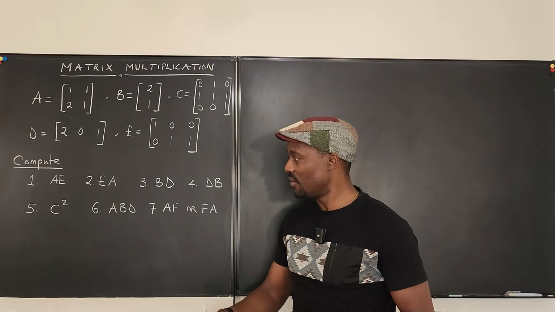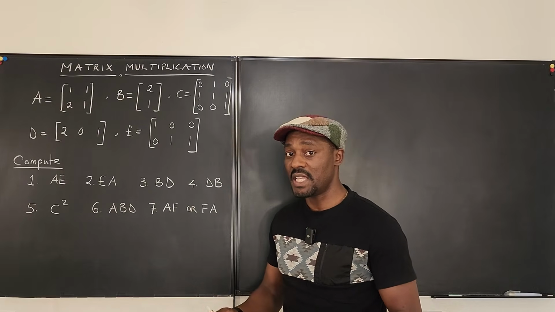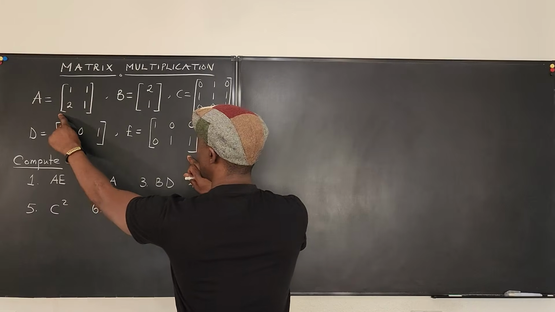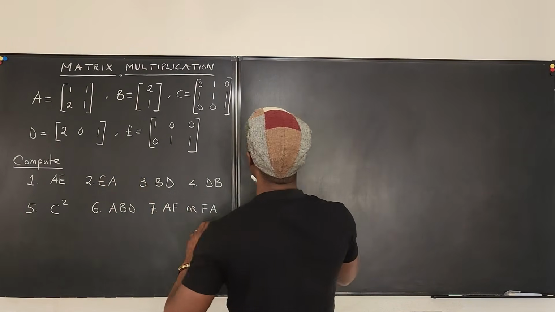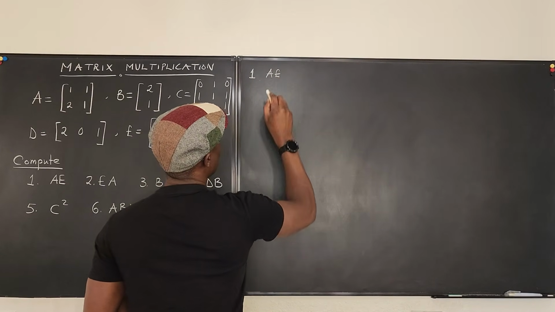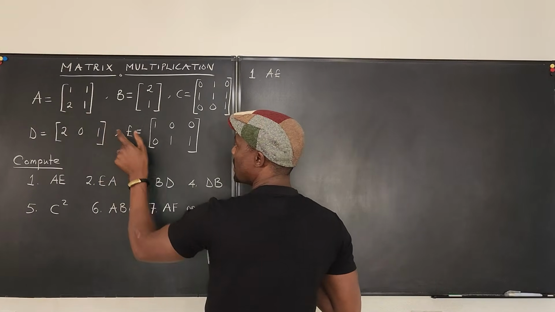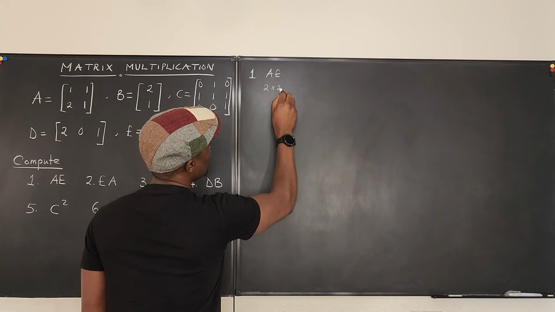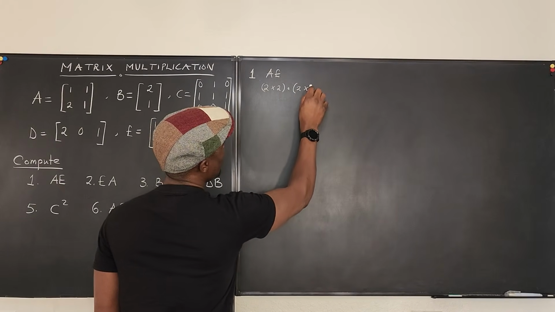So, what is it we can do? Let's start with the very first exercise here. We want to compute AE, that is A times E. So we'll be multiplying this matrix by this matrix. The first question you always want to ask is, what are the dimensions of what I am multiplying? So the first one is to compute the product of A and E. I am multiplying a 2 by 2 matrix by a 2 by 3 matrix.